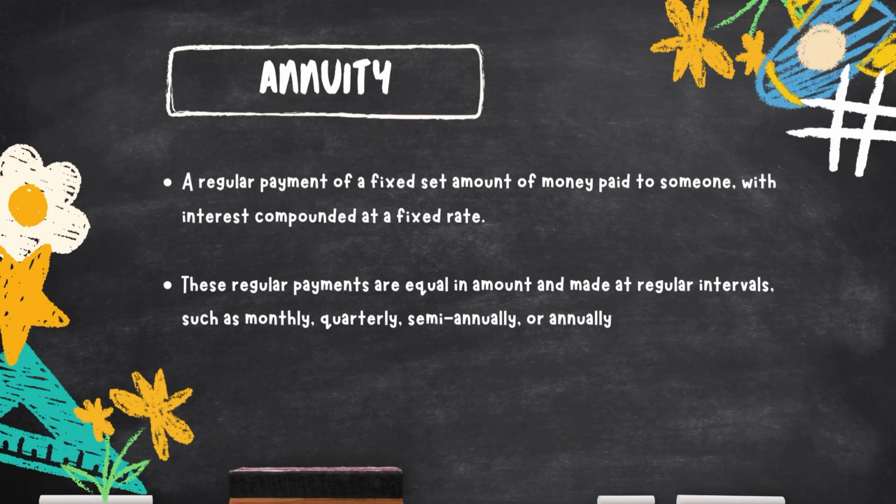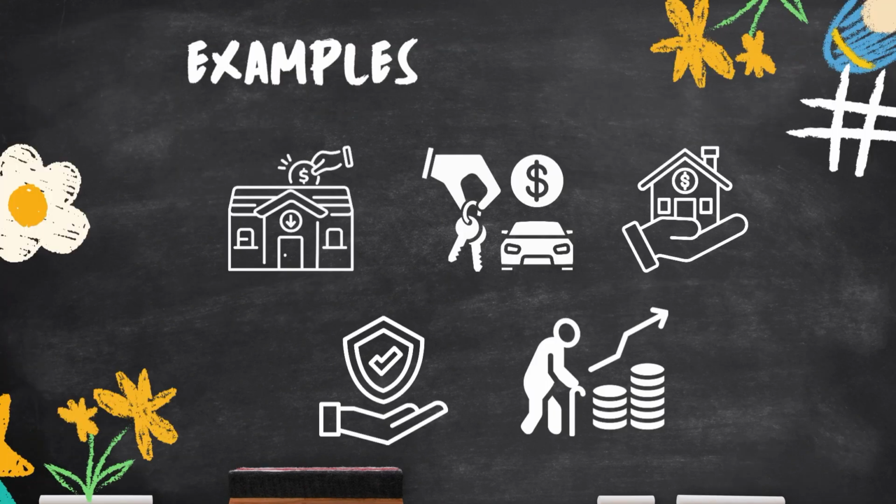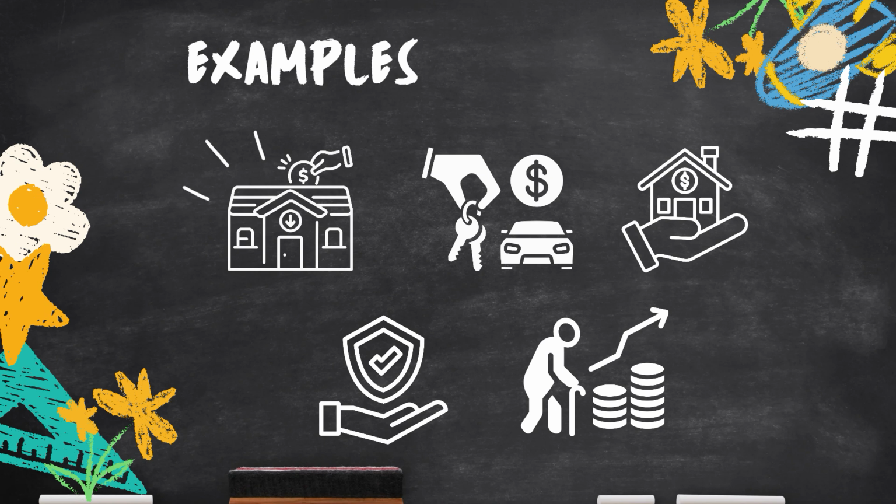Annuity: a regular payment of a fixed set amount of money paid to someone with interest compounded at a fixed rate. These regular payments are equal in amount and made at regular intervals, such as monthly, quarterly, semi-annually, or annually. Examples are rental payments such as your monthly payment for your apartment, lease payments on a car, mortgage payments, life insurance, pension plans, and different kinds of loans.